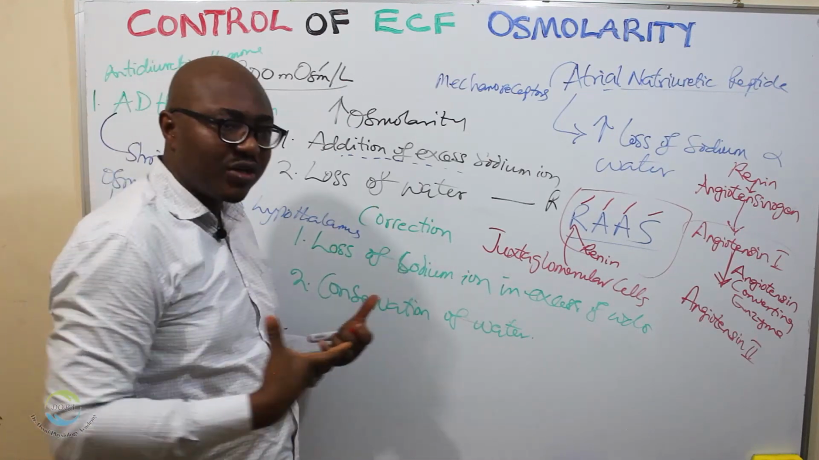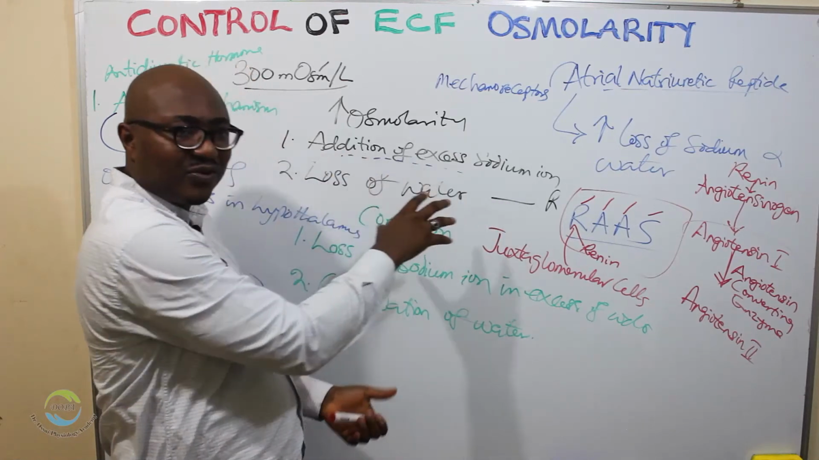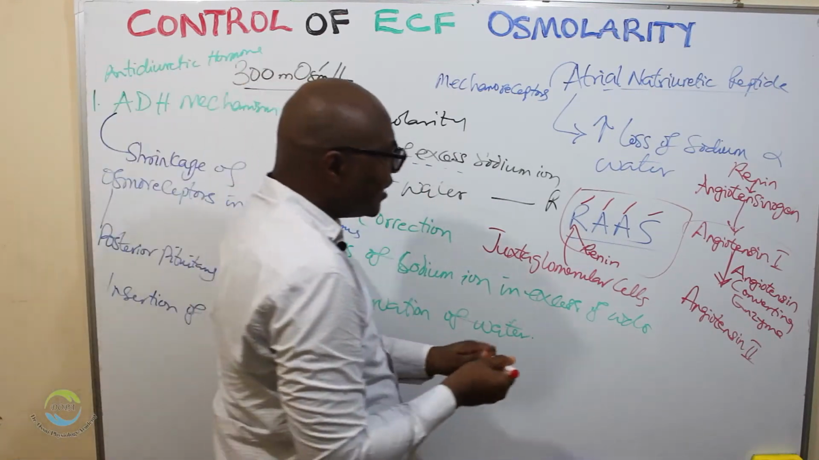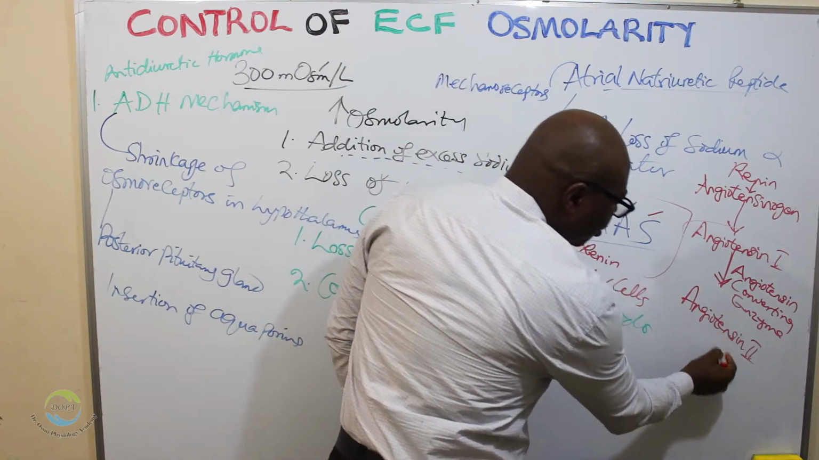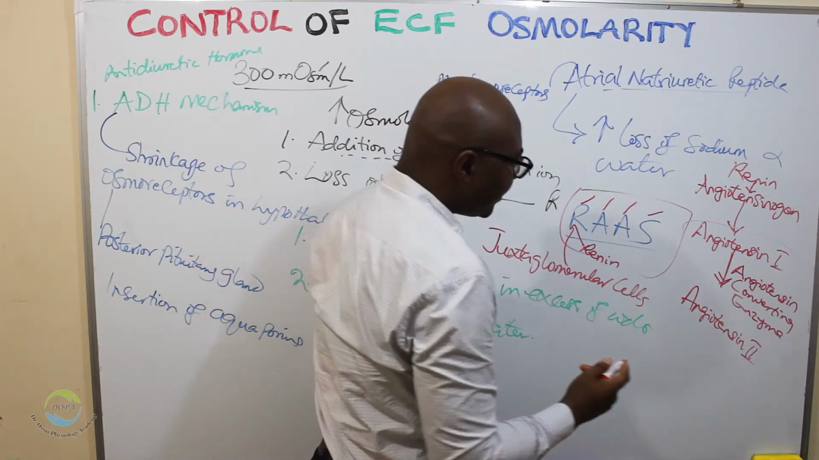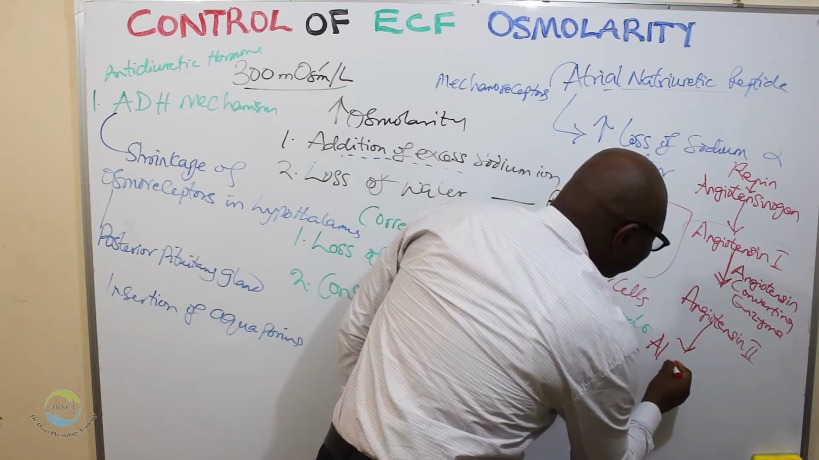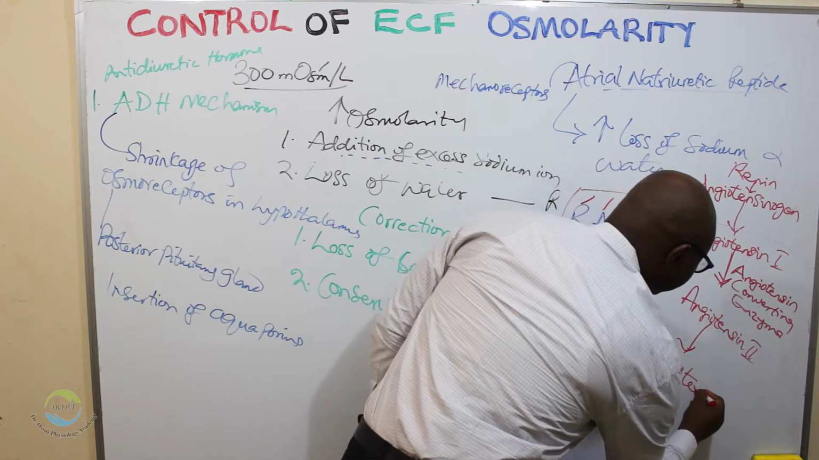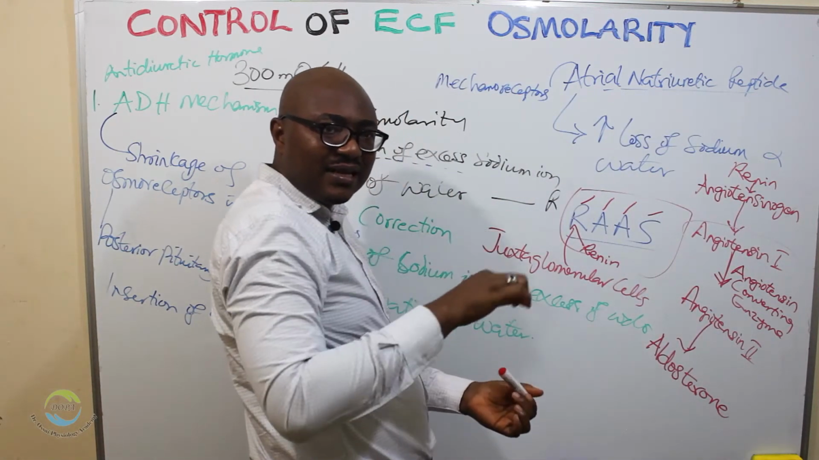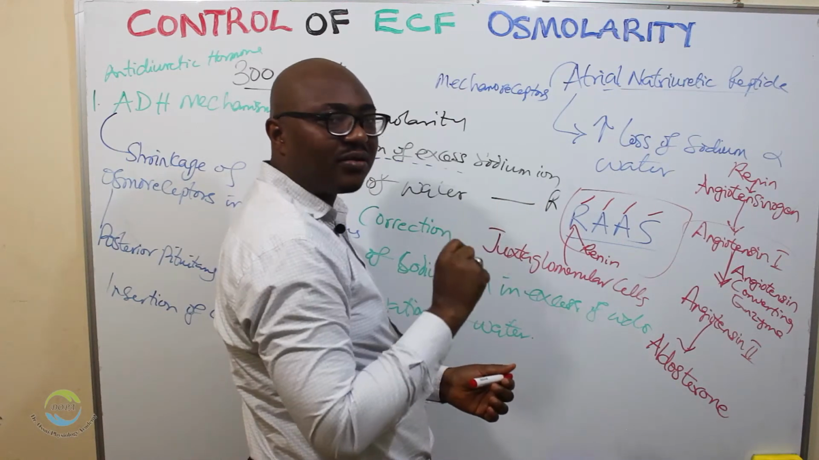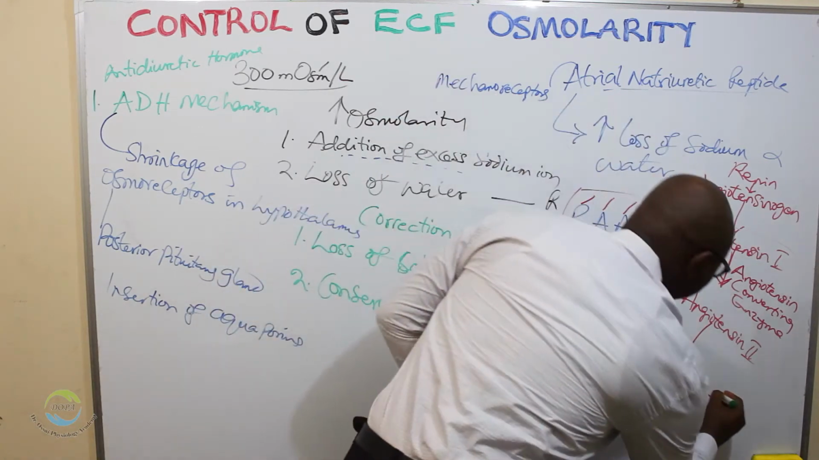But then it needs to increase the blood volume, because the ECF volume or blood volume has been reduced. Okay? So what it now does further is that this angiotensin 2 has another role to play, which is that it enables the release of aldosterone. Aldosterone is located at the cortex of the adrenal gland. Okay? So you have the adrenal gland.